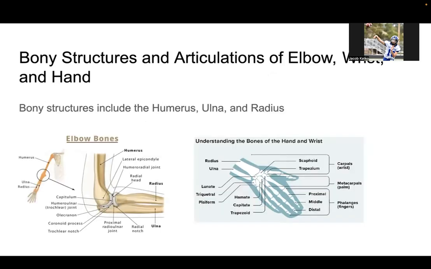So lastly, bony structures and articulations of the elbow, wrist, and hand. The bony structures of the elbow would include the humerus, ulna, and radius, and this would also apply to the wrist and hand as well. As seen below, see the ulna, the radius, and the humerus for the elbow. And for the hand and wrist, the radius at the top, the ulna, and the hand bony structures as well.